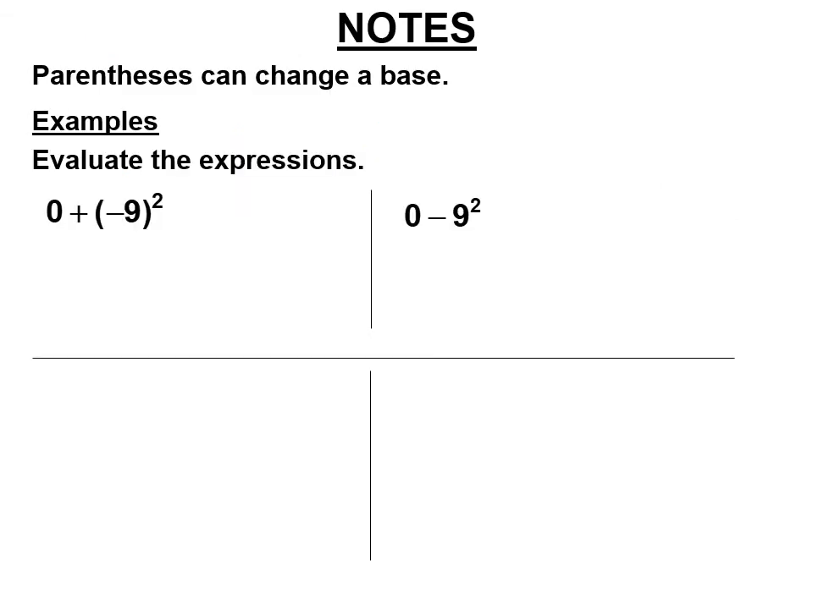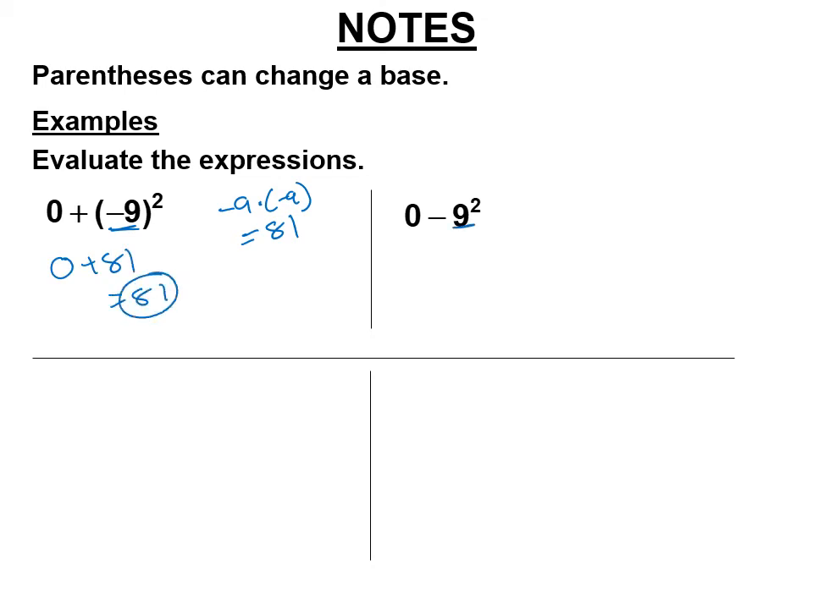All right. So this is reinforcing what I said. All right, parentheses change the base. The base here is -9. So this is 0 plus (-9) squared. So we do our exponent first. -9 times -9. 2 negatives make a positive, 81. So this is 0 plus 81, which is 81.